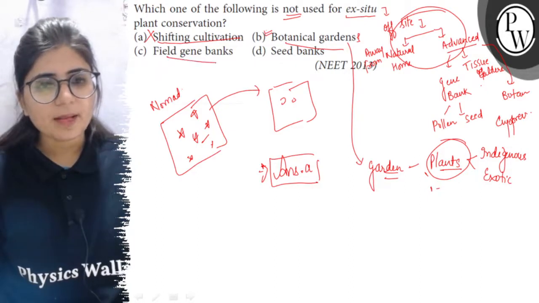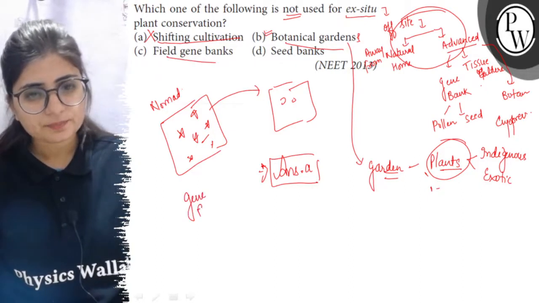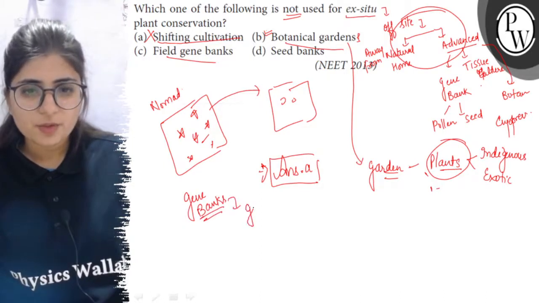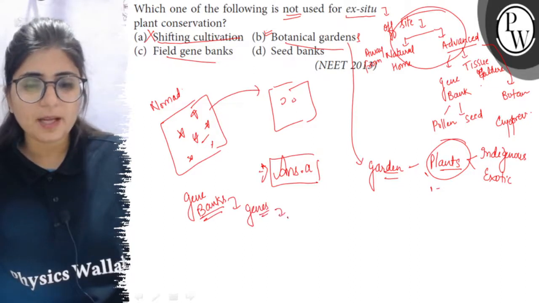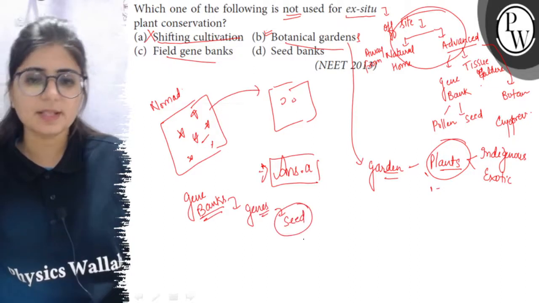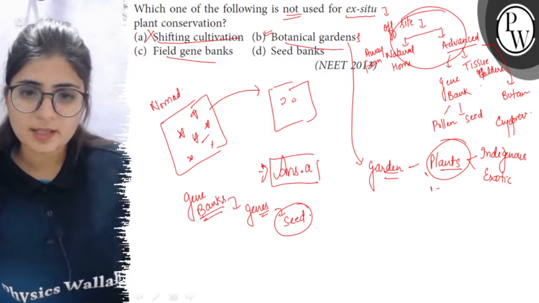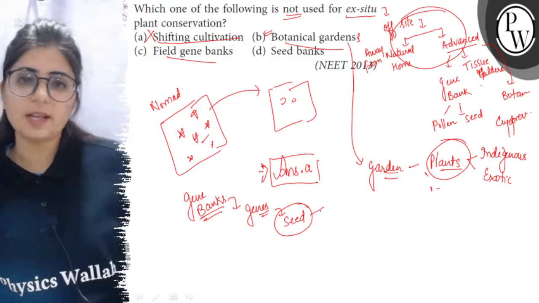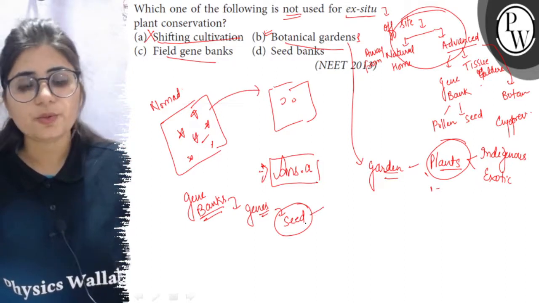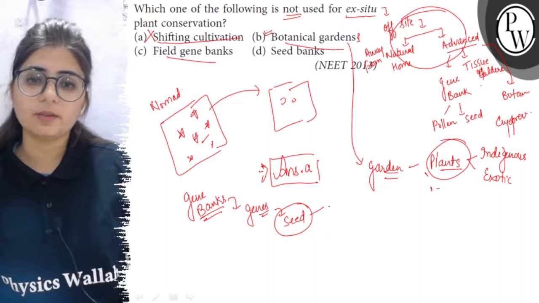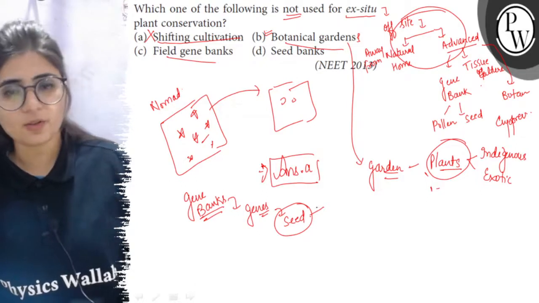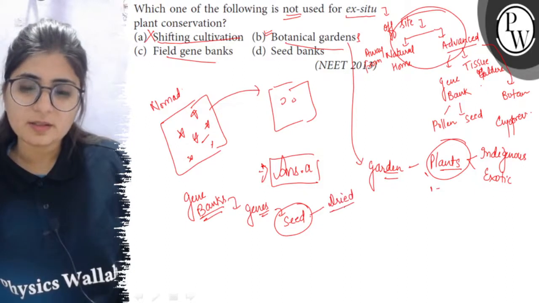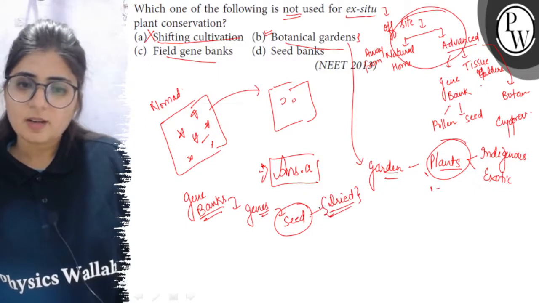Now field gene banks. Gene banks involve the protection or conservation of genes of organisms. They may be in terms of seed collection, meaning seeds of plants are conserved to protect the genes, so they can be used in future for breeding experiments or for growing plants when the plants are facing the risk of extinction. Now the seeds can be stored in dried condition. Then these are called the seed banks.